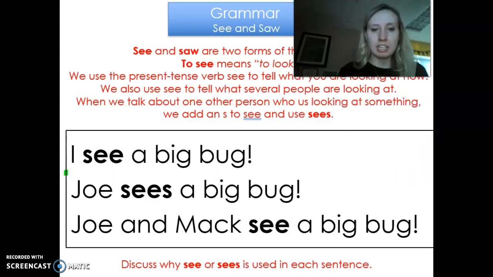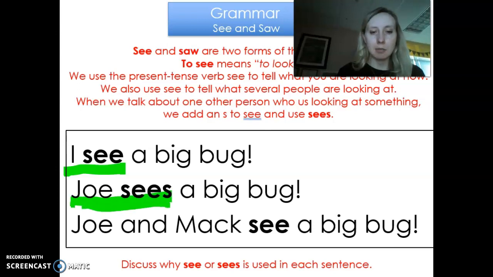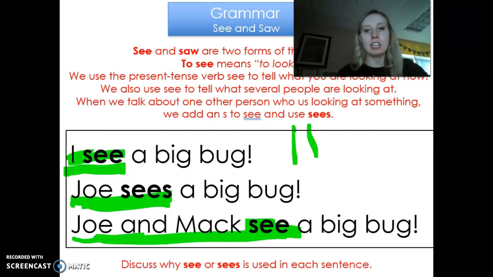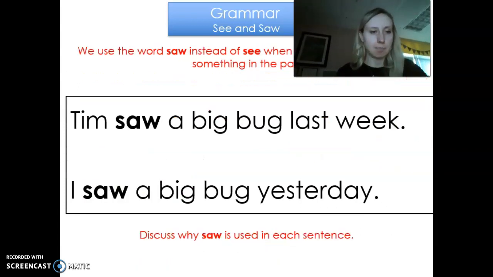So when it's just us, we say, I see a big bug. But when we're talking about Joe, Joe sees a big bug. He sees a big bug. Joe and Max see a big bug. Okay? So if it's myself, you see, I see, we see, they see, Joe and Max see. But when it's he, she, or a name, it sees. Okay, so let's look at this.